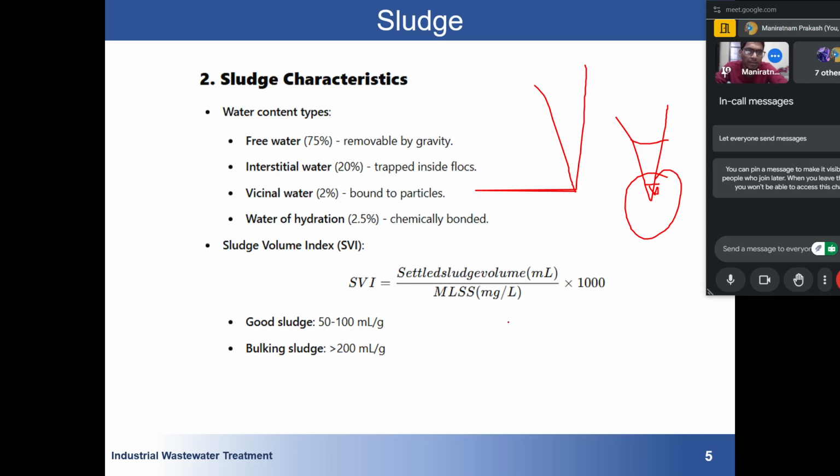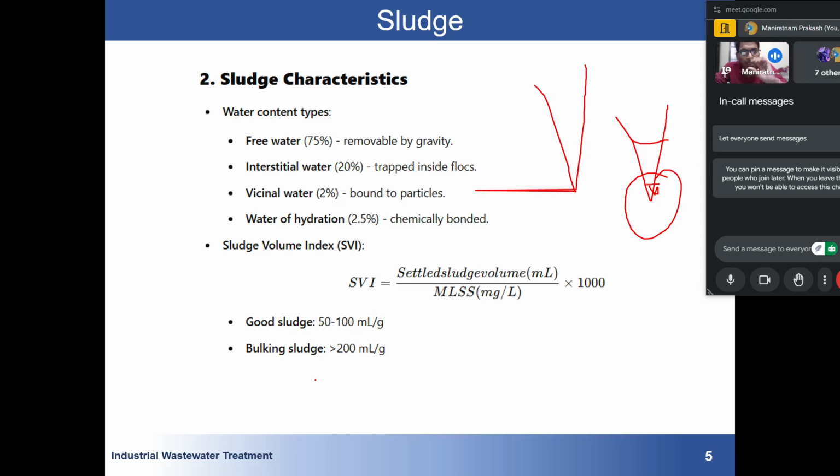It can vary depending upon the type of wastewater. Okay, we will look at some numerical examples related to the sludge volume index. It is just to represent the characteristics of a sludge. If its value is 50 to 100 ml per gram, then we say that it is a good sludge. Good sludge means the water can be easily removed. If its value is greater than 200 ml per gram, then we say it is bulking sludge.